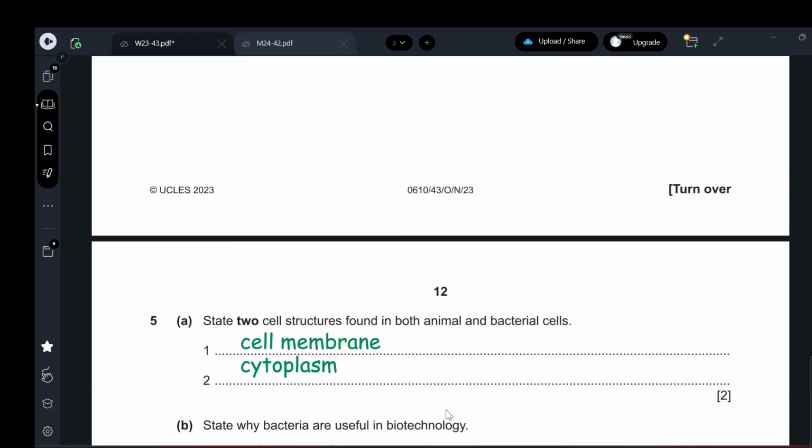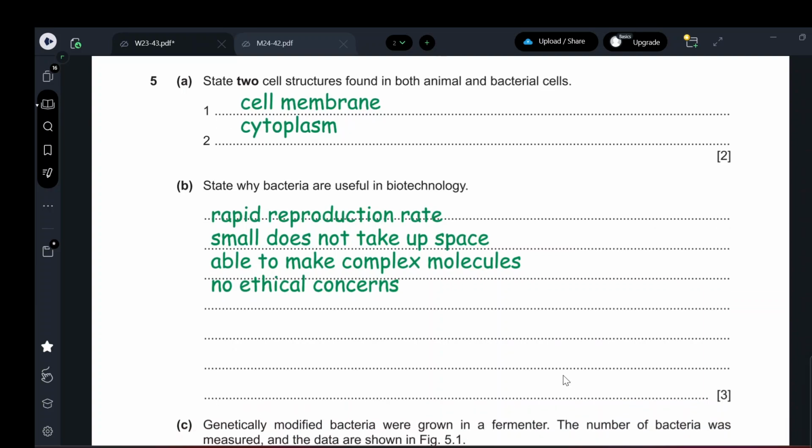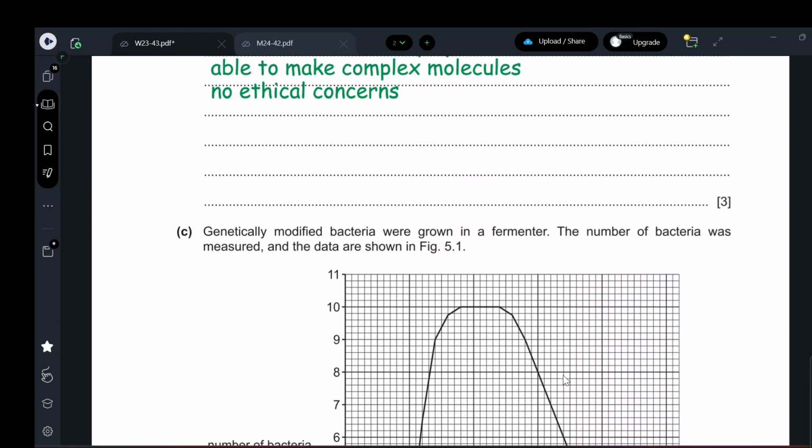Why are bacteria useful in biotechnology? Rapid reproduction rate, they reproduce very fast. They do not take up space. They're able to make complex molecules. No ethical issues, no ethical concerns. All of these we consider the reasons to use bacteria in biotechnology.